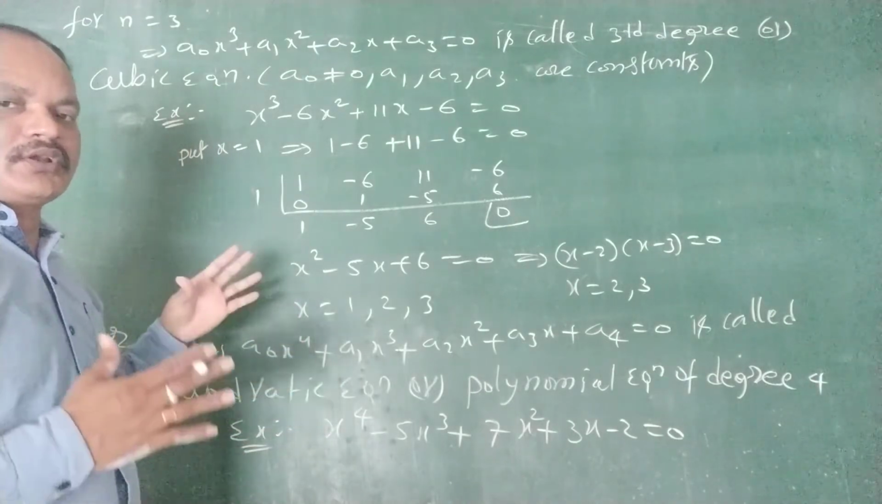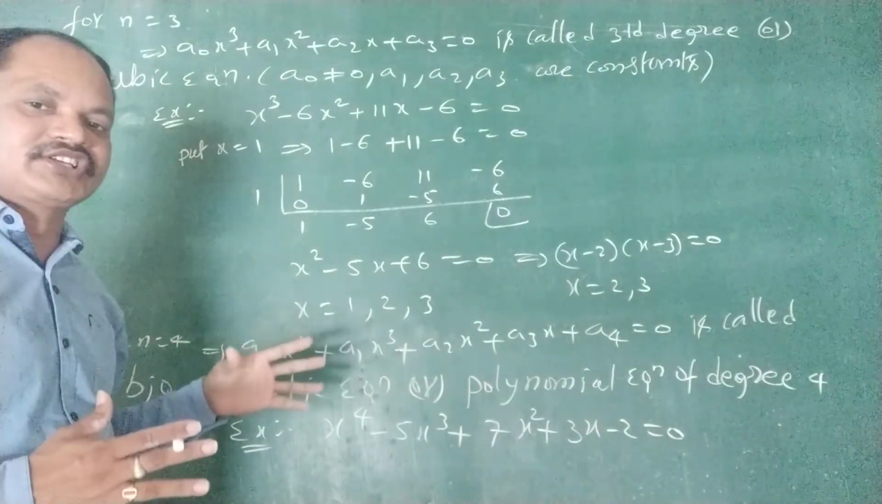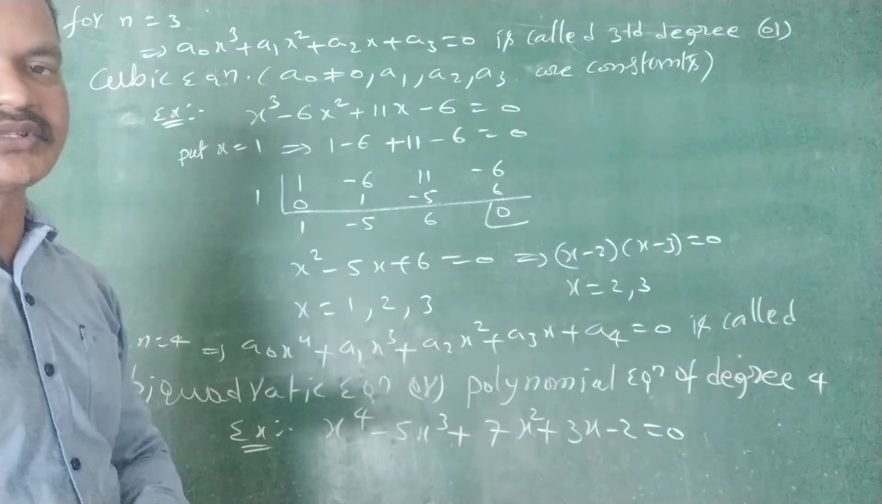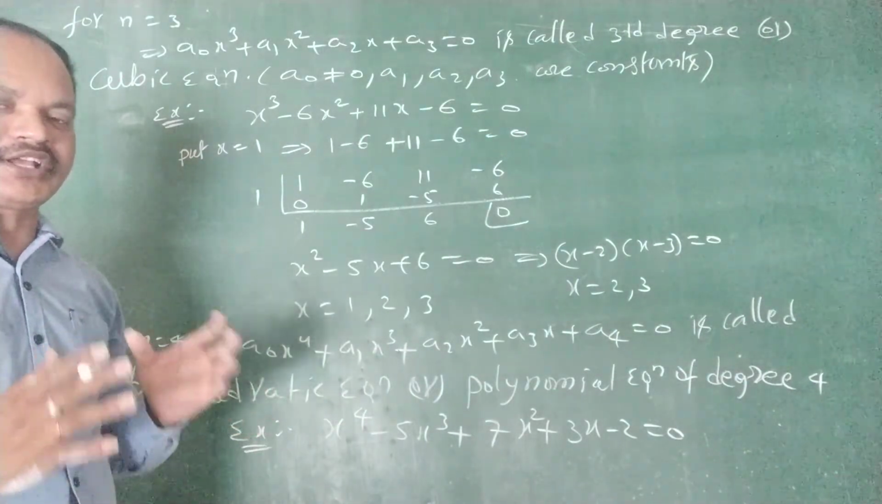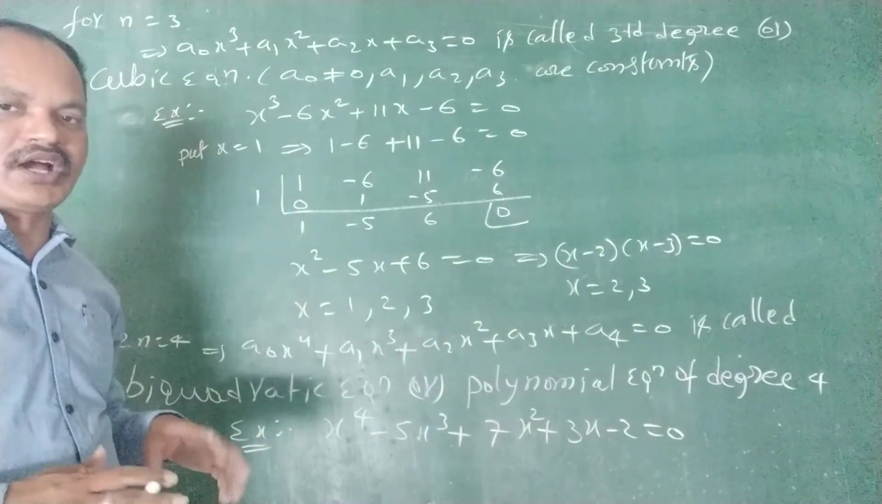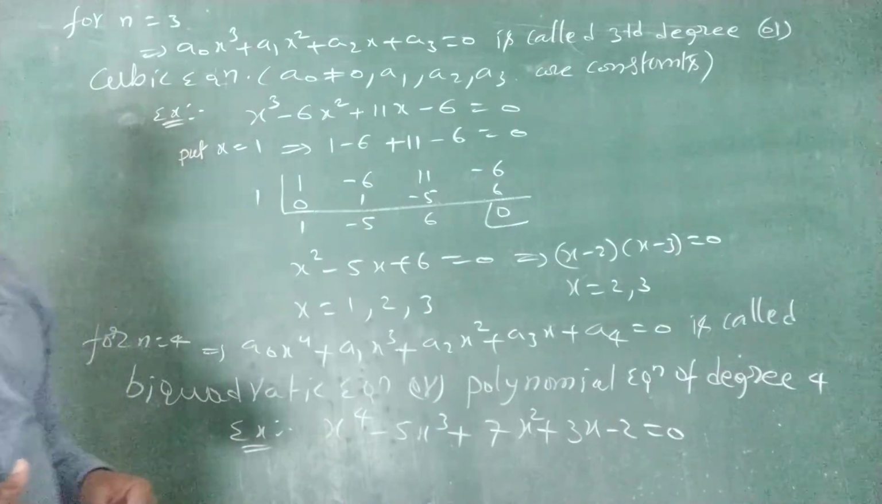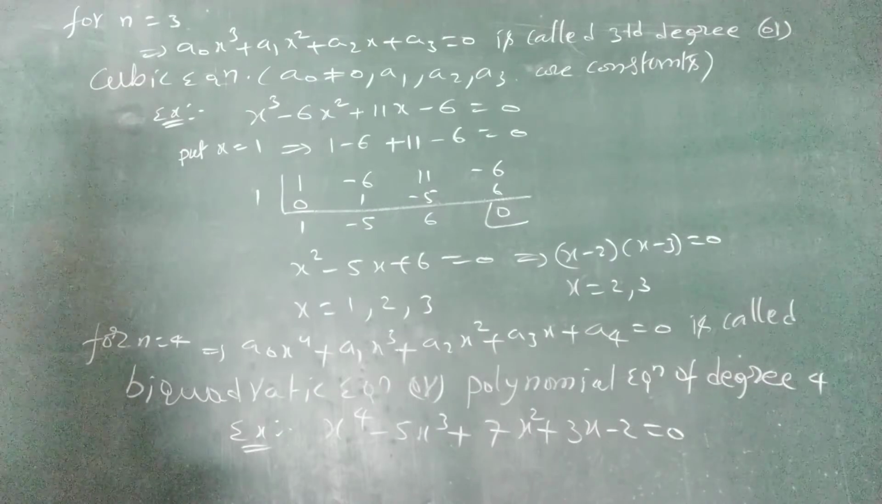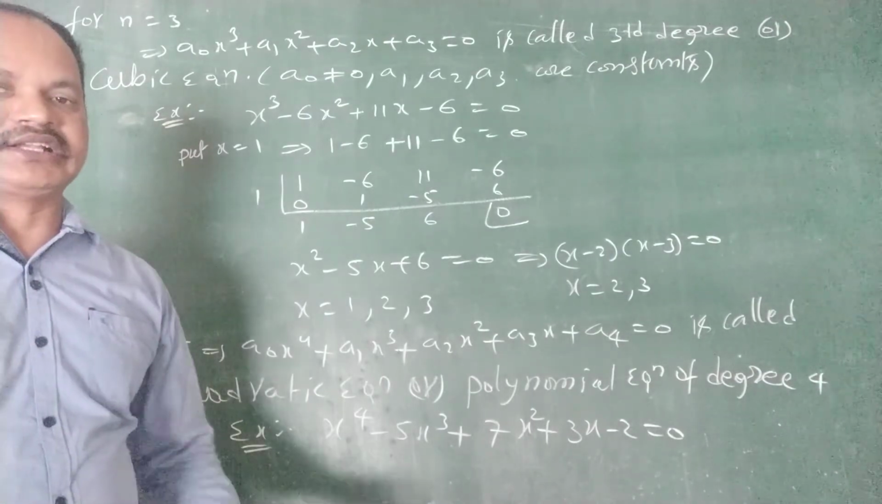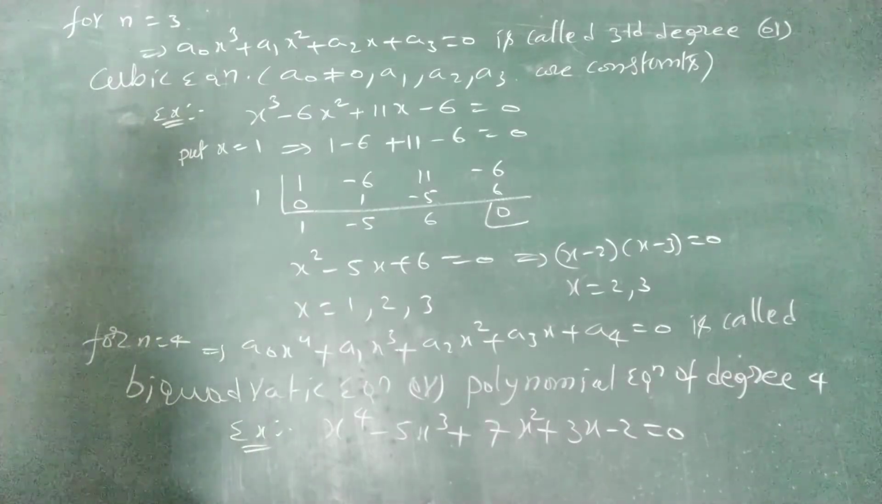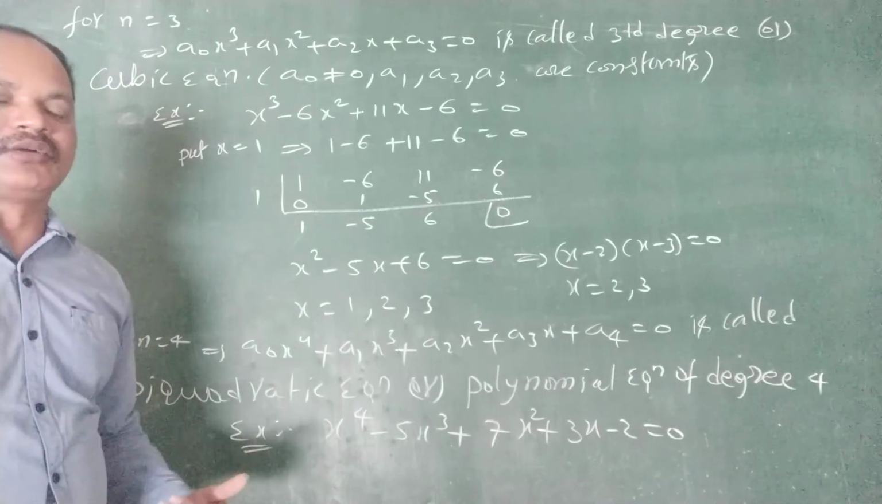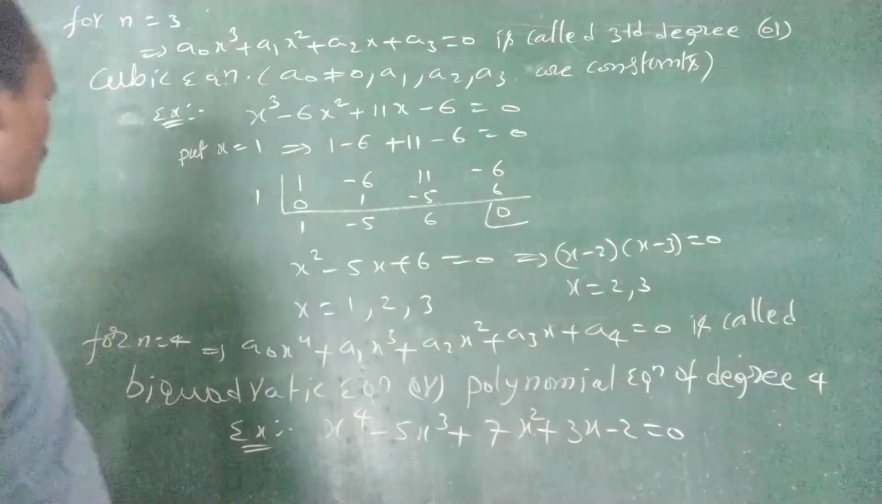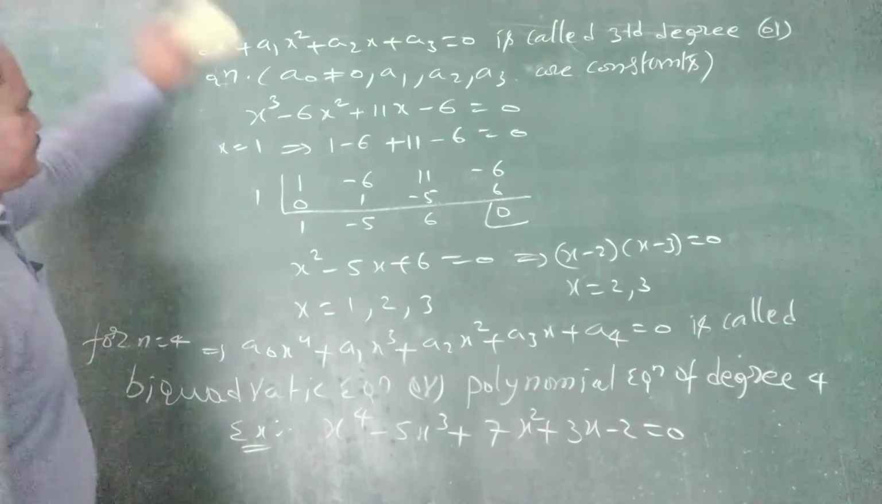So for a polynomial equation, there exist roots of the polynomial equation. For only a polynomial or expression, there exist zeros. Are you clear? That's all. So this is the polynomial equation. Polynomial equation means if an expression is equal to 0, then it is called a polynomial equation. Now, polynomial equations are of two types.